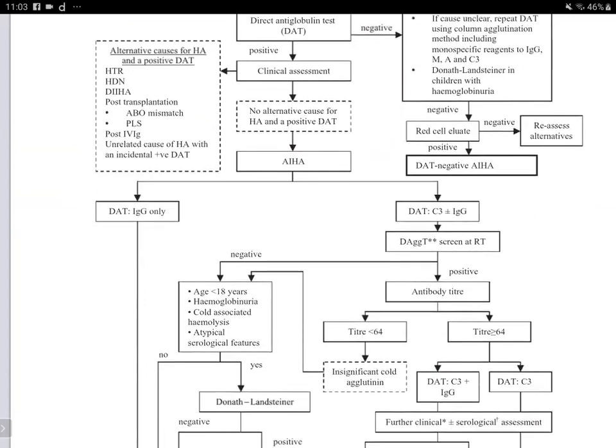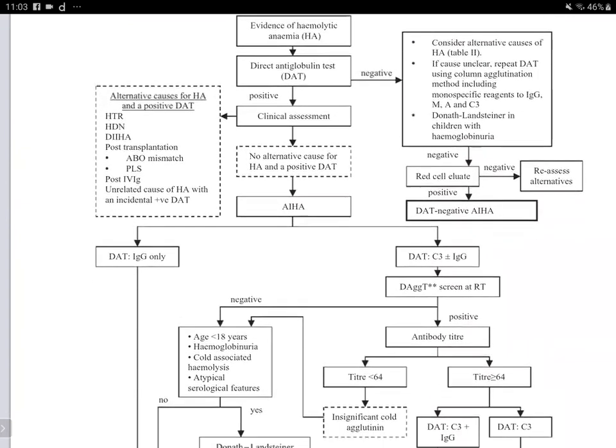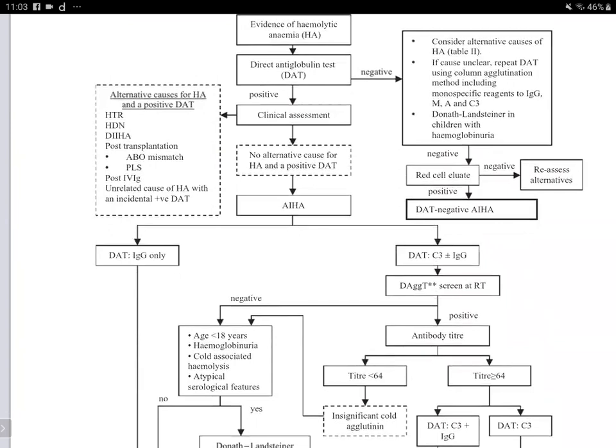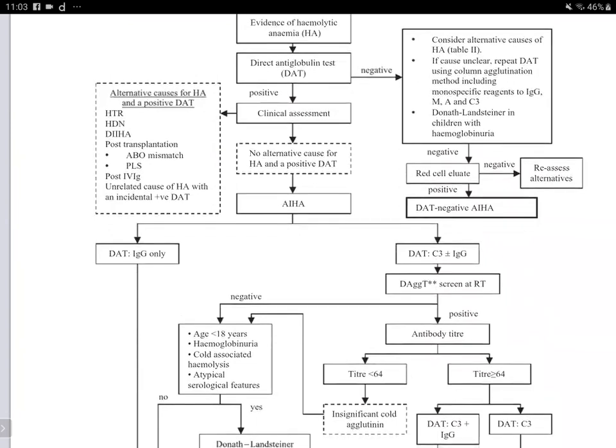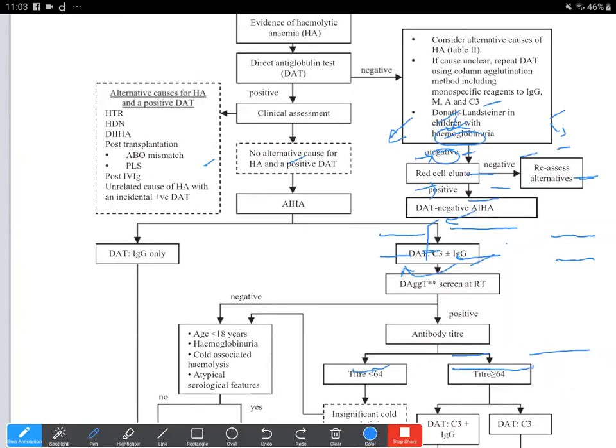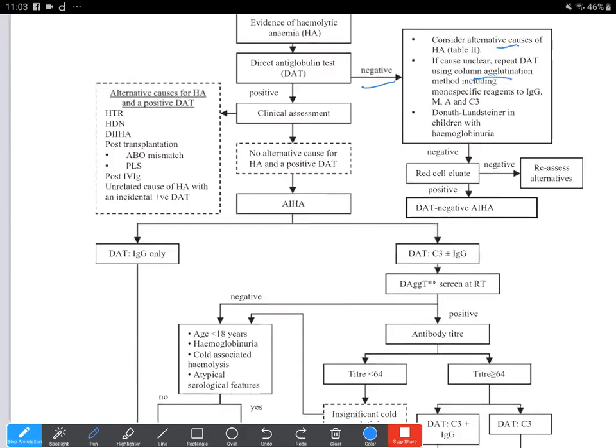testing of hemolytic anemias. That is, first we need to document hemolysis, then a direct antiglobulin test. If those conditions are negative, we need to consider alternative causes, and then do the column agglutination method with monospecific reagent. If the DAT is still negative, then also consider Donath-Landsteiner antibodies in children with hemoglobinuria. Donath-Landsteiner antibodies can be present in DAT negative cases. They can be DAT negative because they are basically IgG.